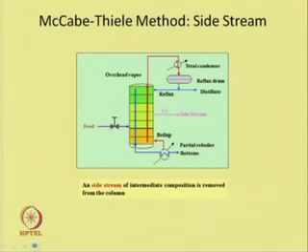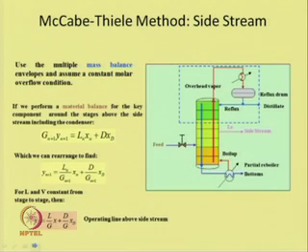Let us consider another important thing, which is the side stream. We have a single feed column, and we have intermediate product withdrawal. So, at a certain plate there is a side stream withdrawal. We can use the multiple mass balance envelopes as we did before. First, we will consider an envelope without the side stream. So, we will get the operating line for the rectifying section.